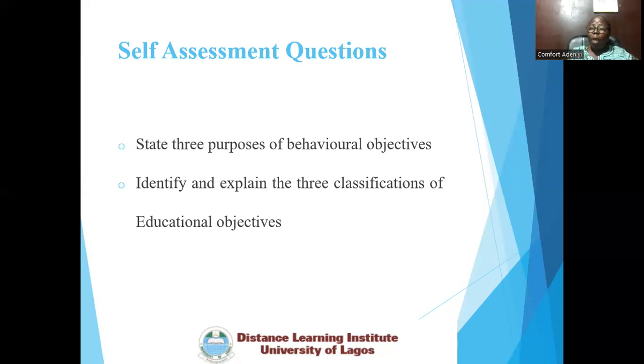Now, for you to know whether you have really learned in this lesson or not, you can assess yourself with the following questions. 1, state 3 purposes of behavioral objectives. 2, identify and explain the 3 characteristics and the 3 classifications of educational objectives. I take it again. State 3 purposes of behavioral objectives. 2, identify and explain the 3 classifications of educational objectives.